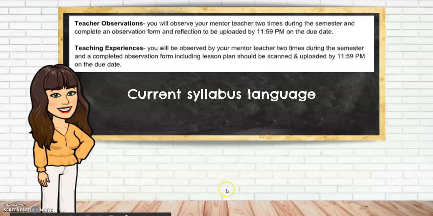And so what is field experience going to look like this year? Currently, what the syllabus language says is that you have 2 teacher observations and you have 2 teaching experiences. One experience is you teach the mentor teacher's lesson plan, and the other one you teach your own lesson plan. But with most school districts not allowing field experience students on campus, and they're only allowing intern students on campus, we are going to pivot from this traditional field experience.